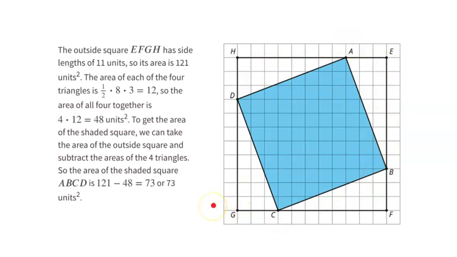Well, then we could take that area, 48 square units for the triangles, and simply subtract it from the 121 from the large square, and what will be left over would be the blue region. So that gives us 121 minus 48 equals 73. The area of the blue region would be 73 square units.